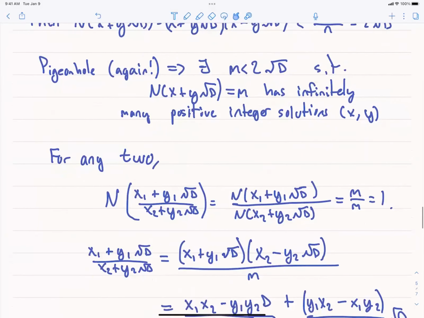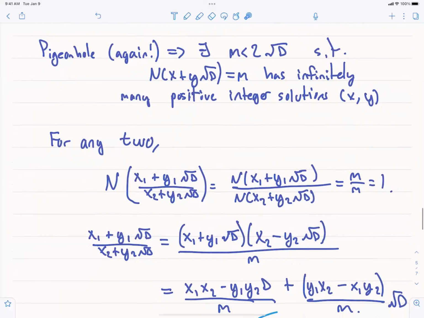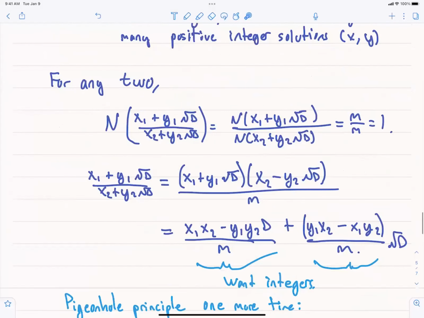Okay, good. On the other hand, if I write out this quotient, it works just like the Gaussian integers. Dividing by x2 plus y2 square root of d is the same as multiplying by x2 minus y2 square root of d, and then dividing by the norm of it. But the norm is just m. So I get this guy. And then if I expand this out, I just get these two equations.